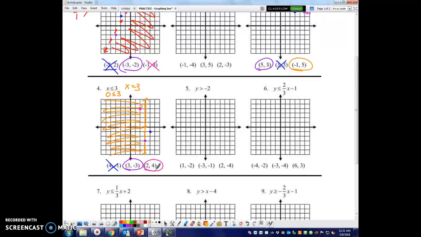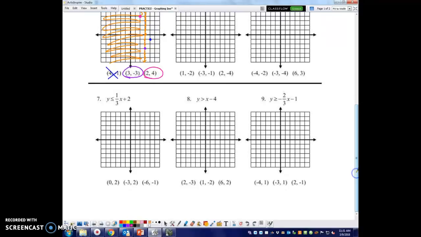Alrighty, let's go down to number 8. So y equals x minus 4. So we go down 4. 1, 2, 3, 4, because our y-intercept is negative 4. Our slope is a positive 1 over 1. So it should go up 1 over 1. Is this going to be solid or dotted? Dotted, because there's no line underneath.